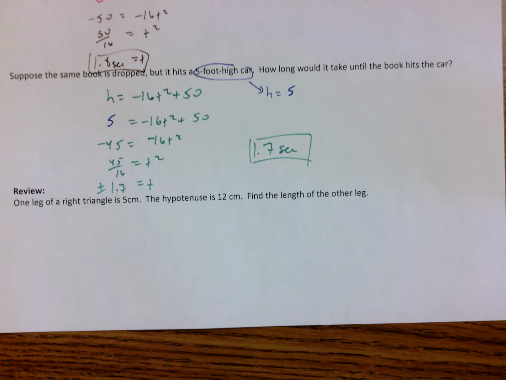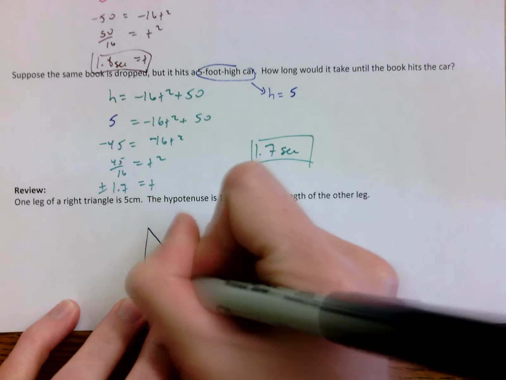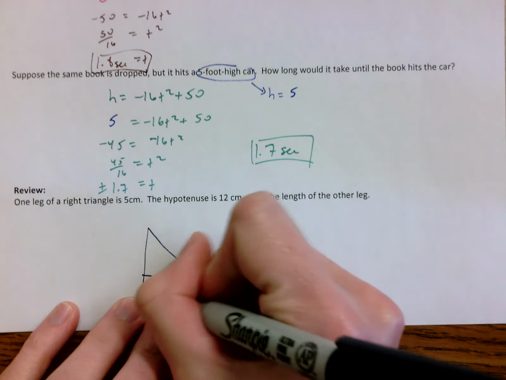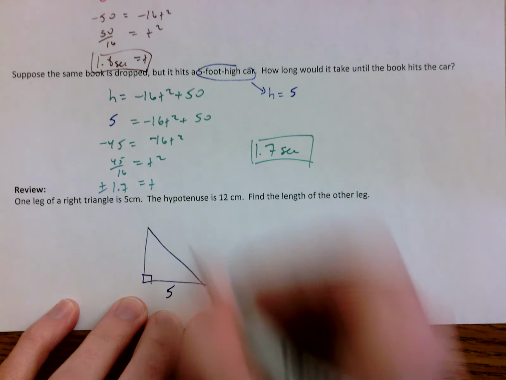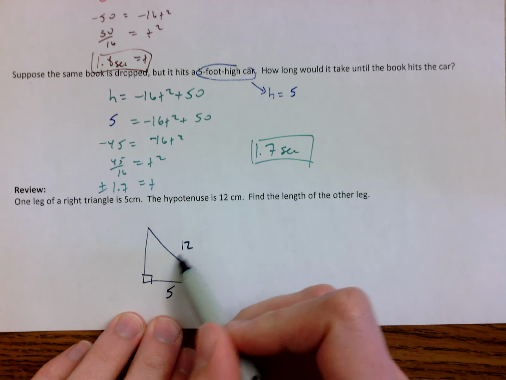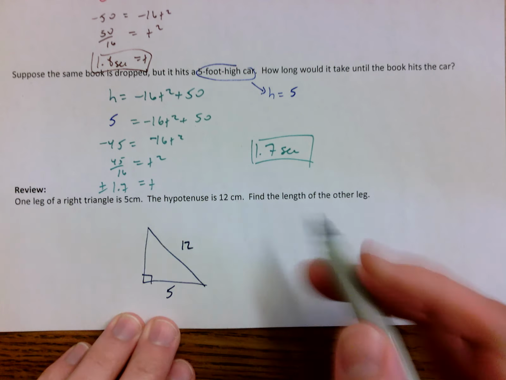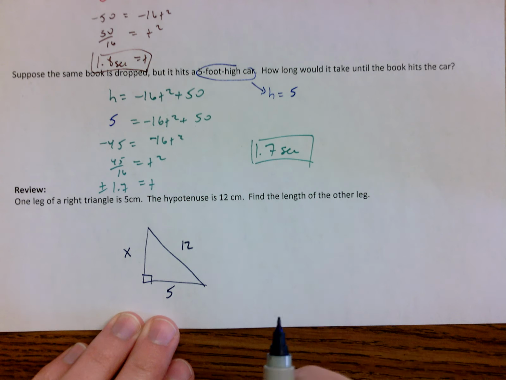So right triangles. Okay, so what we have here is I've got a right triangle, and they tell you that one leg is 5 centimeters. The hypotenuse is 12 centimeters. Remember, the hypotenuse is always opposite the right angle. It's the longest side. The other two are just called legs. Okay, and we want to find the length of the other leg.